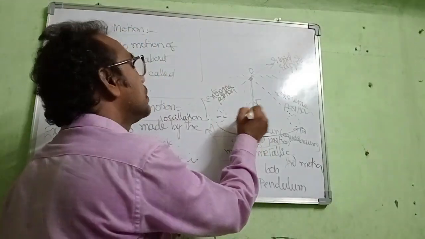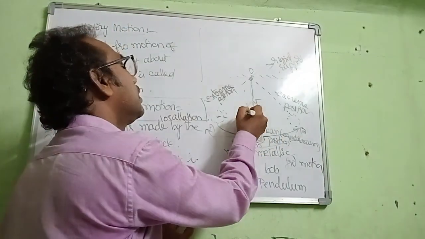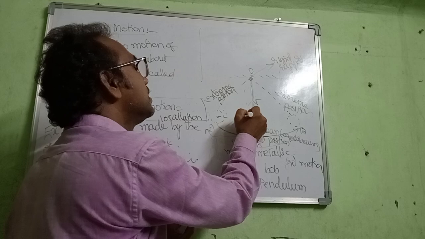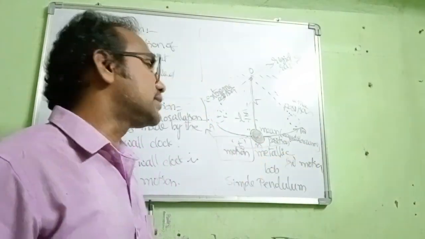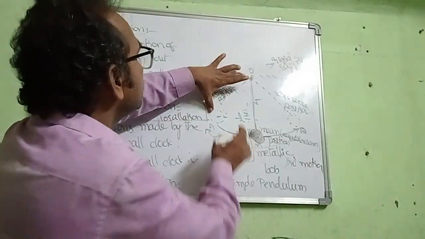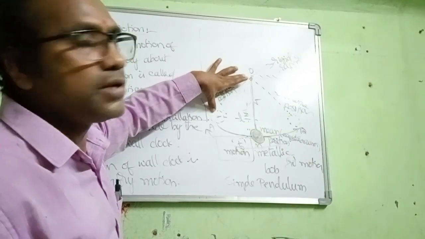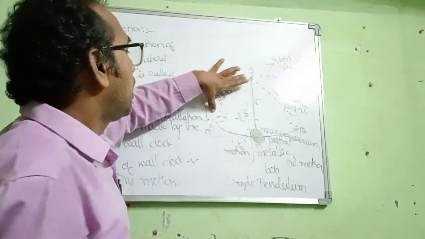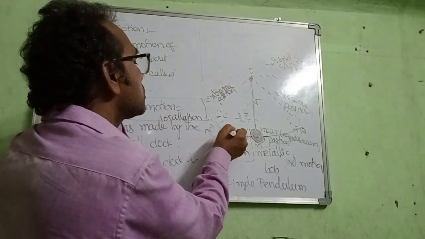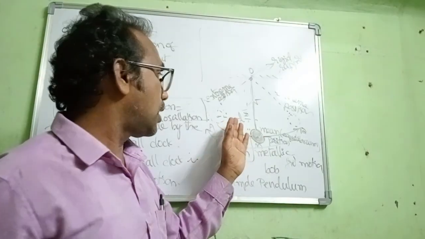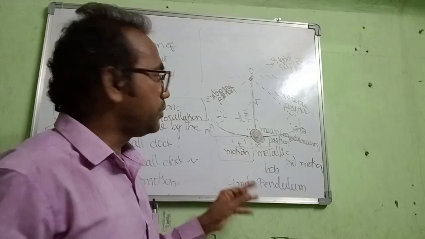Let it be S. Force into displacement is nothing but work. This work is stored as potential energy. So this energy is gained by the simple harmonic oscillator when it is at the extreme position. Now if I leave it, automatically some force acts on the simple pendulum towards OM, the mean position.